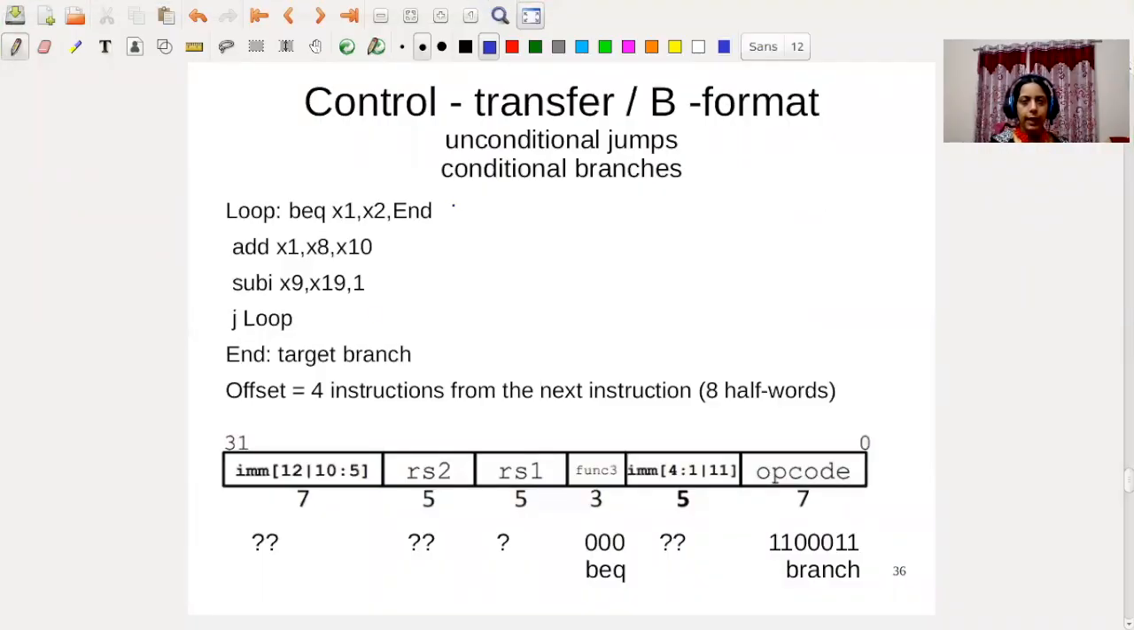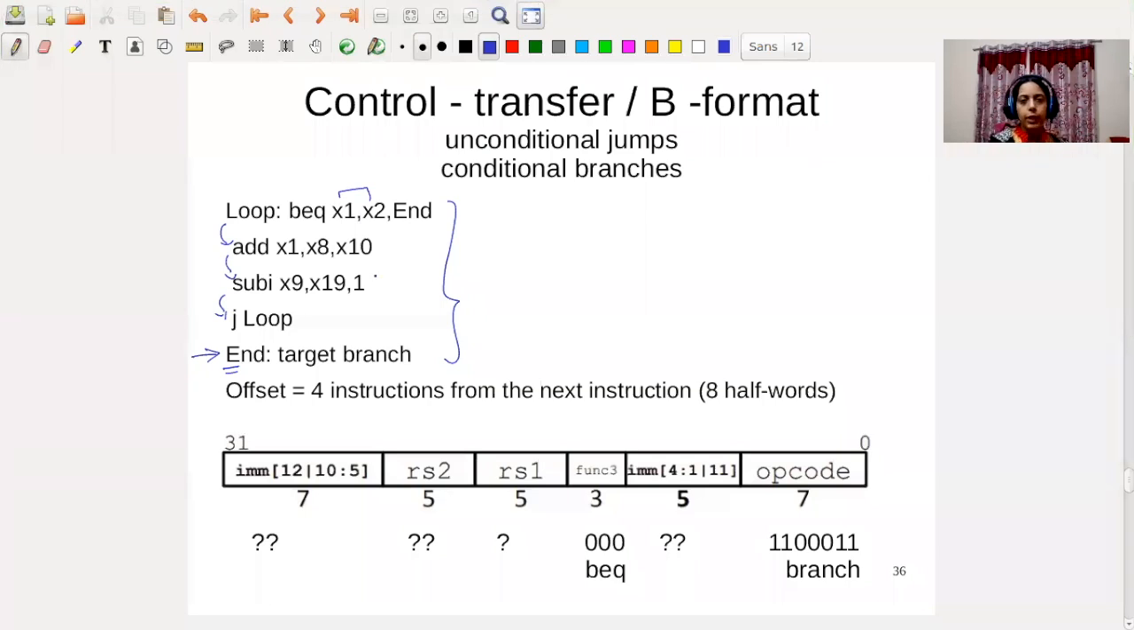For example, if you have this loop, you're checking for the condition x1 is equal to x2, and if it is equal, you're going to jump to the last instruction which is specified at the end. Otherwise, you will continue with the next few instructions. So now how will you write this immediate field?